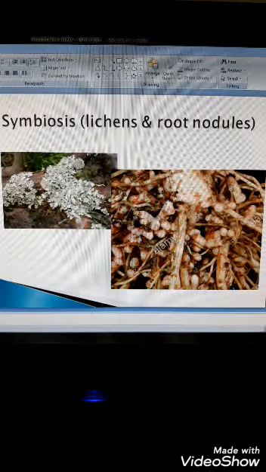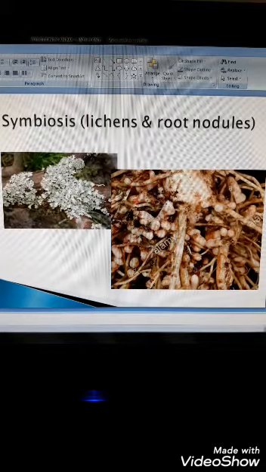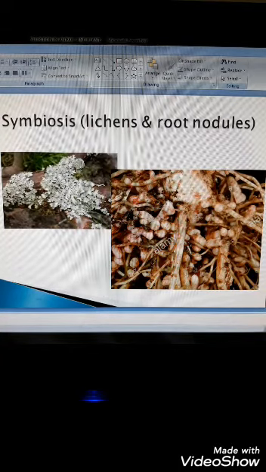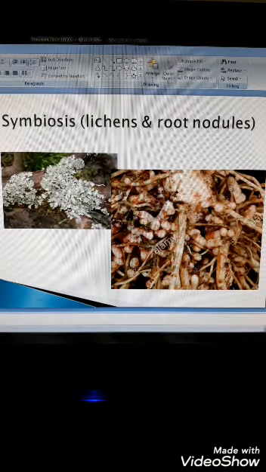So this kind of mutual association, in which two different types of organisms live together and work together for mutual benefit, is called symbiosis. Here the mutual benefit is what? The alga is preparing the food and sharing it with the fungus, and the fungus is absorbing water and minerals and sharing them with the alga. So this is how they are mutually benefiting each other.